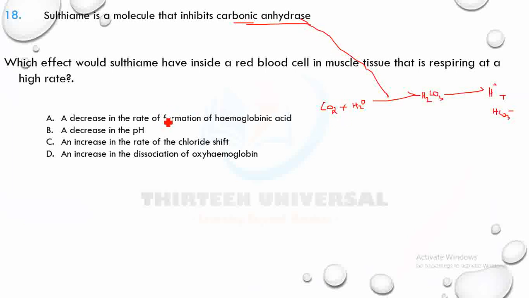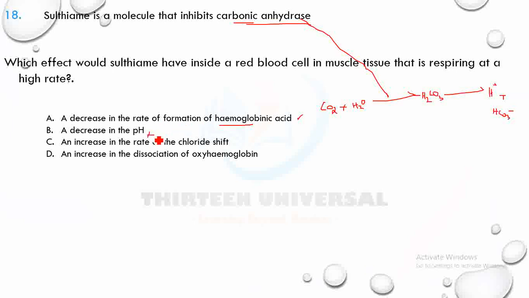A says a decrease in the rate of formation of hemoglobinic acid. Yes, because if you have more protons formed, more protons will combine with hemoglobin to form hemoglobinic acid. But if less of this is formed, less proton will form and less hemoglobinic acid will be formed. So I think this is the answer. Now B says a decrease in the pH. There is not going to be a decrease in pH because less or none of this will form, and this is what decreases pH. If it's not formed, the pH will not decrease, it will not be acidic.